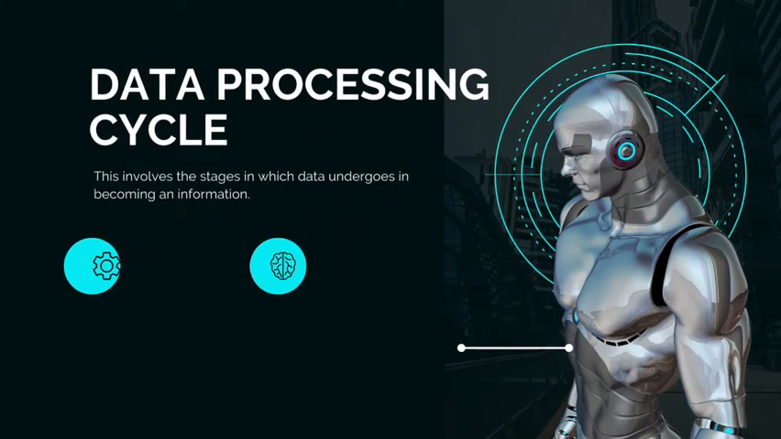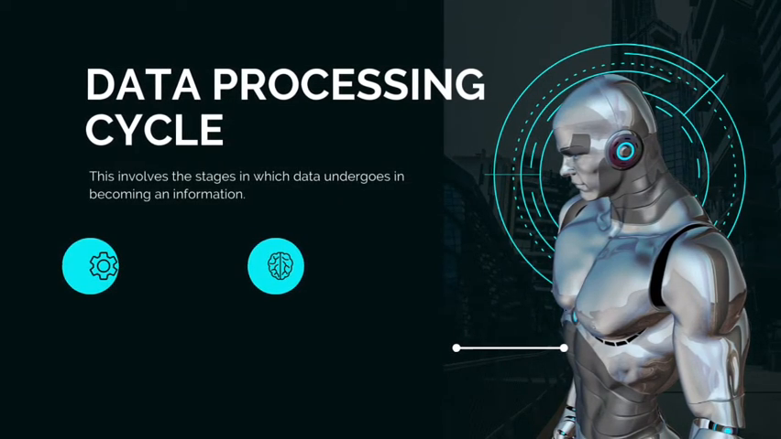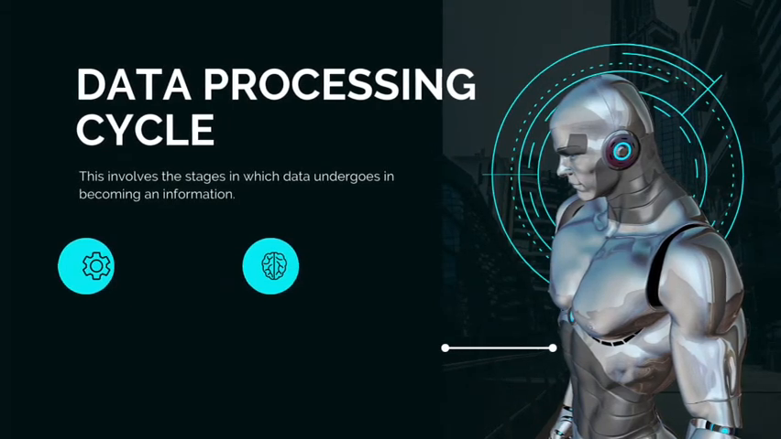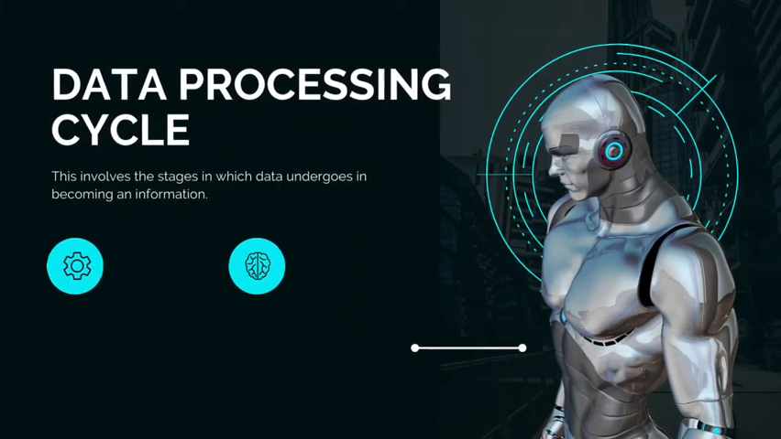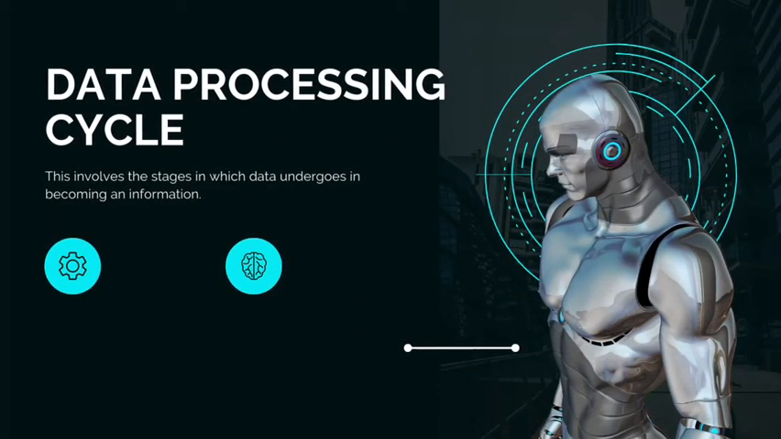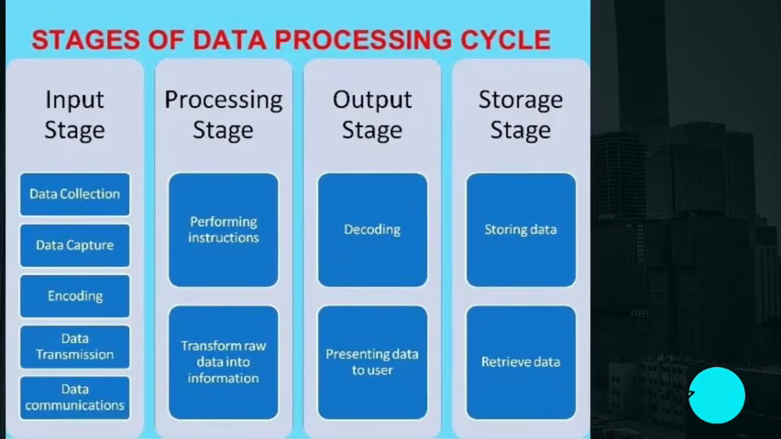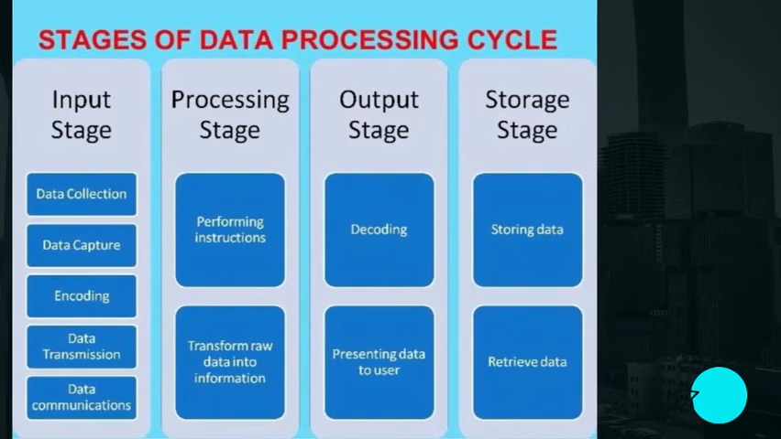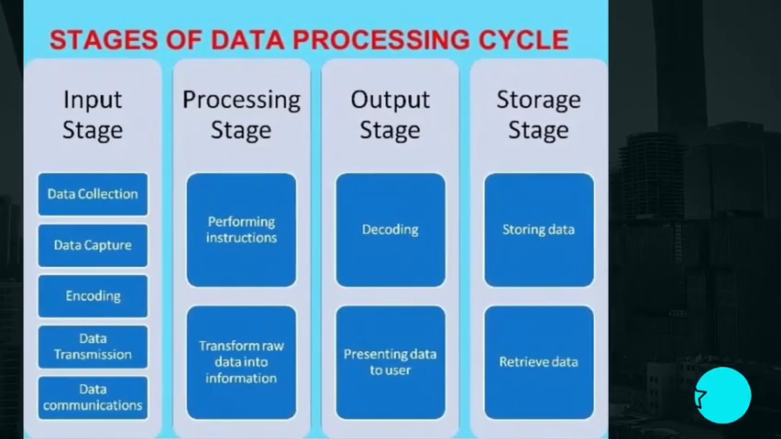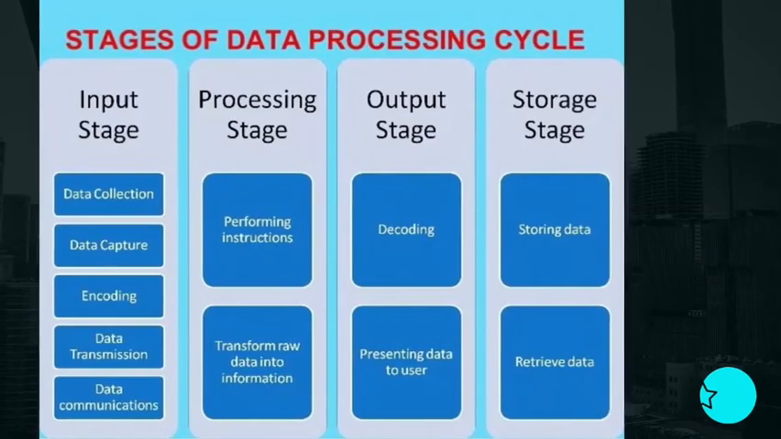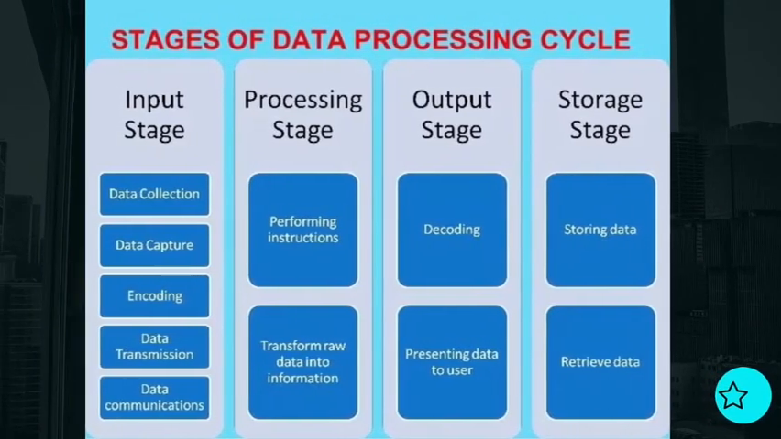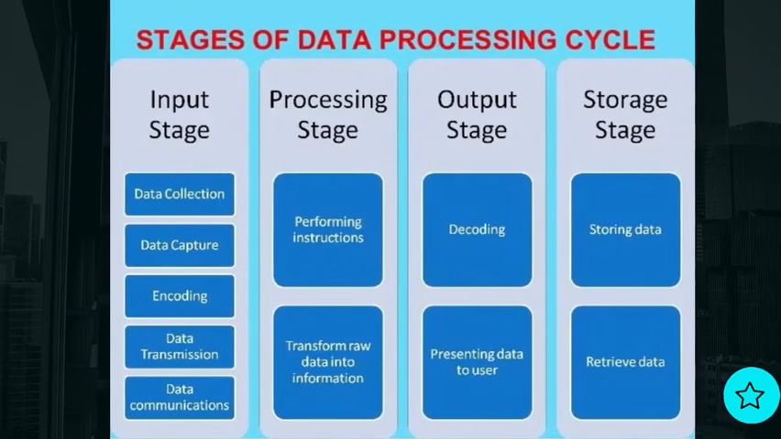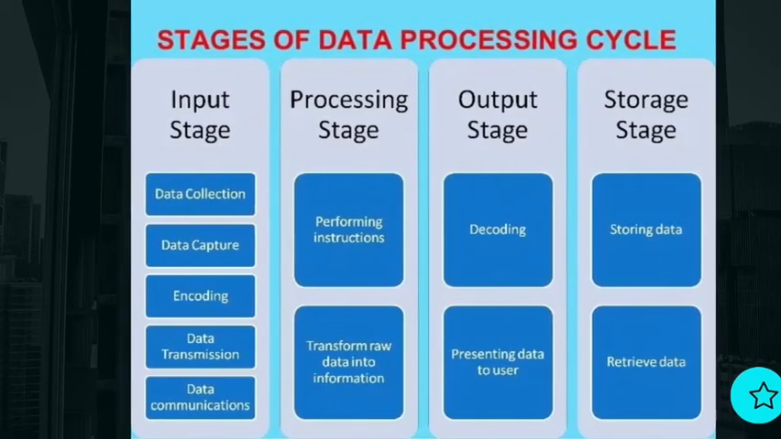Moving forward, we'll talk about the data processing cycle. The data processing cycle involves the stages the data undergoes in becoming information. Any data that is being processed must go through a cycle. This cycle is called the data processing cycle. And what does this simply mean? It's grouped into 4 stages. The very first is the input stage, next is the processing stage, then the output stage, and the last is the storage stage.